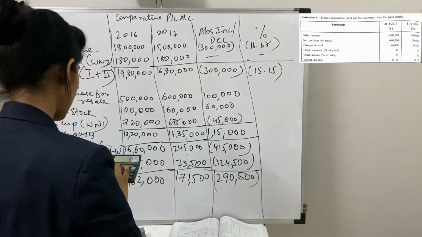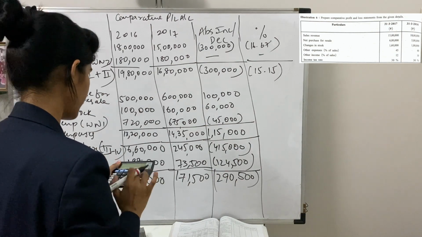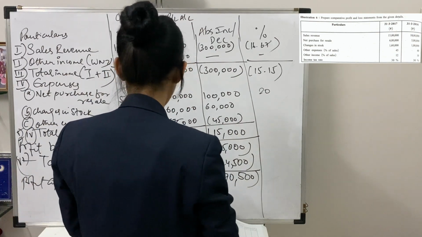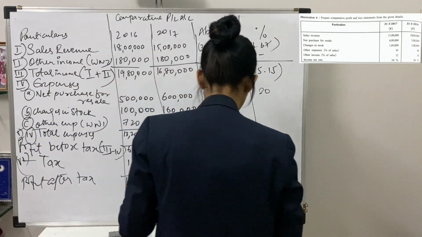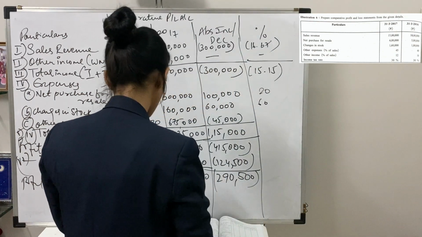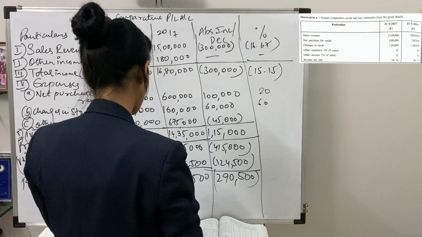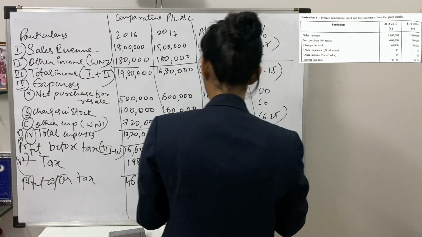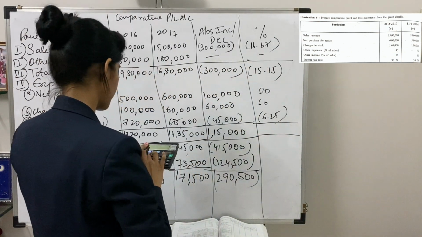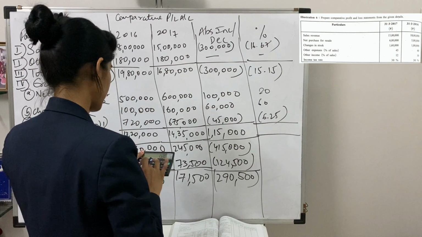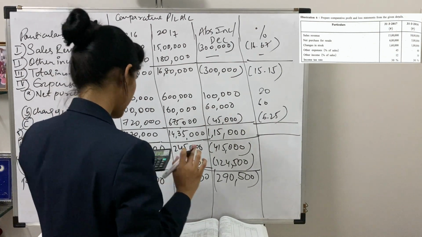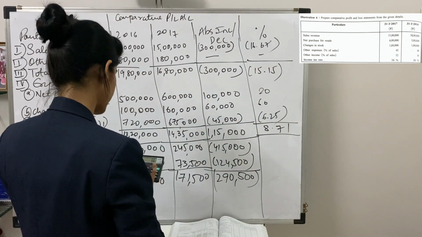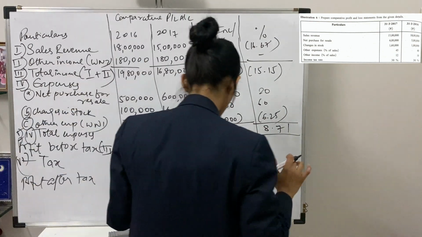Now next, 1 lakh divided by 5 lakh into 100, 20%. Next is your 60,000 divided by 1 lakh into 100. That is your 60%. 45,000 divided by 7,20,000 into 100. That is your 6.25% in negative. Next is your 1,15,000 divided by 13,20,000 into 100. We are getting 8.71. Here 4,15,000 divided by 6,60,000 into 100, we'll get 62.88.